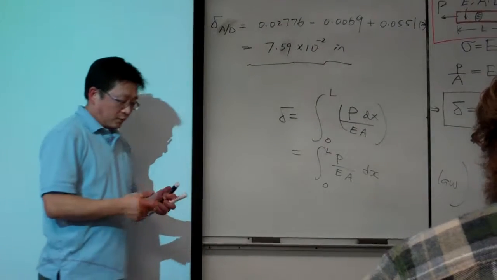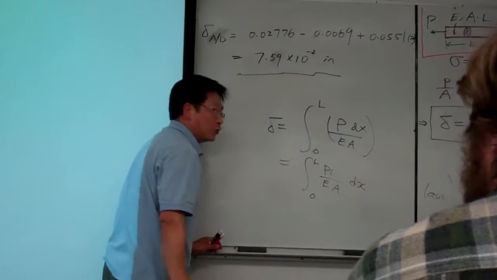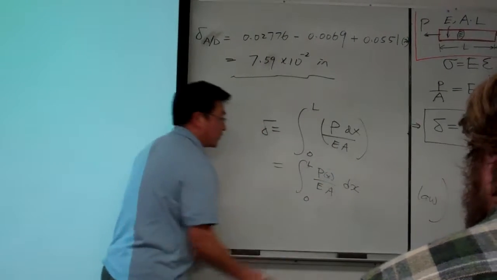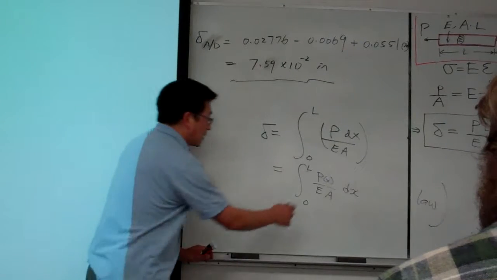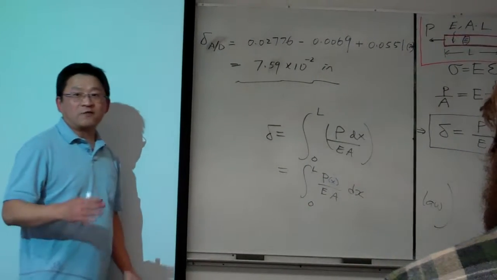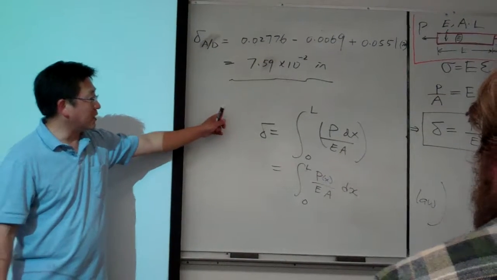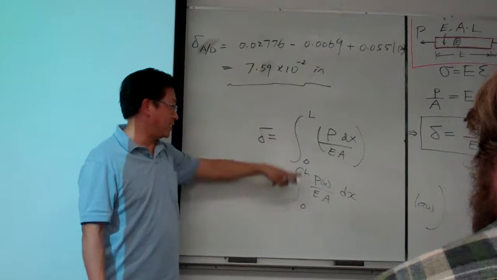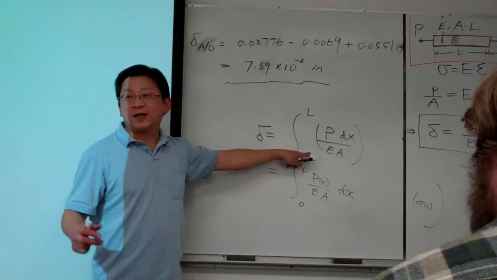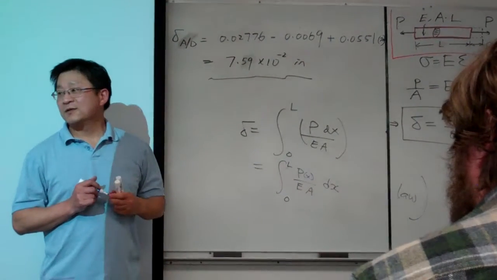Furthermore, the force could change. It could be a function of position, which means it varies from place to place. And E and A could also change from place to place. So that is exactly the extension of our problem here. We only have 3 pieces, but here we put it into integral form, which means a large number of small pieces.